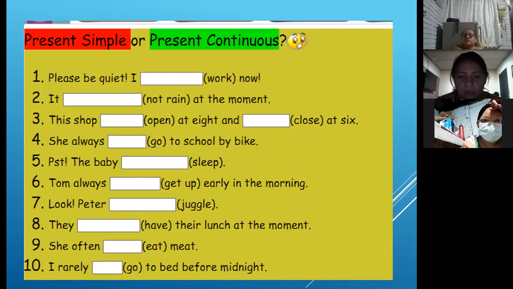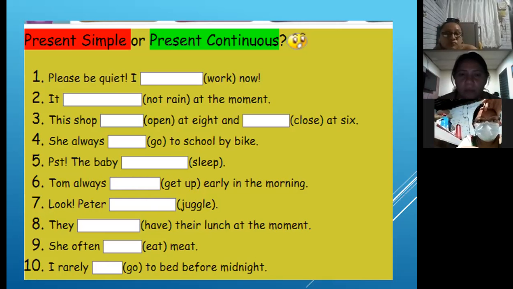Yes, number one. I am working now. So you say it's present continuous. I am working now because it's something that is happening right now. It is happening immediately. That's why you don't need to think twice. It's present continuous. Number two, it not rain at the moment.